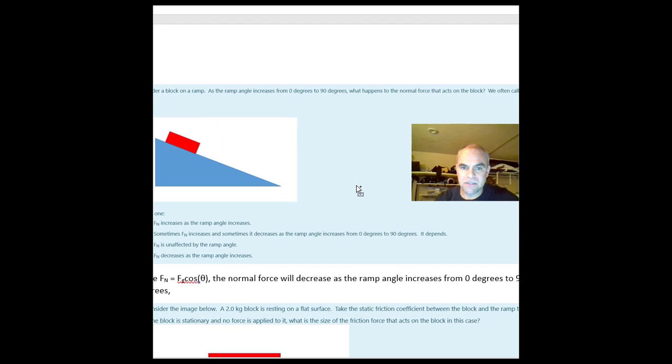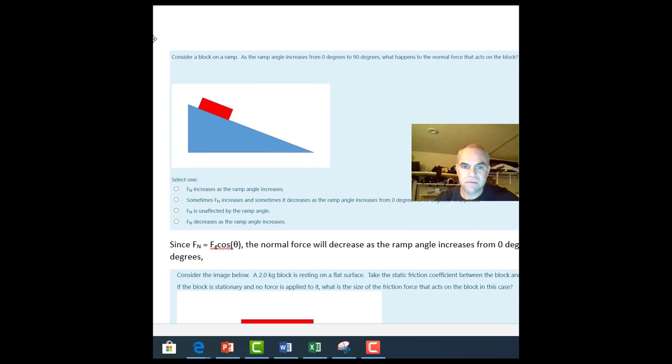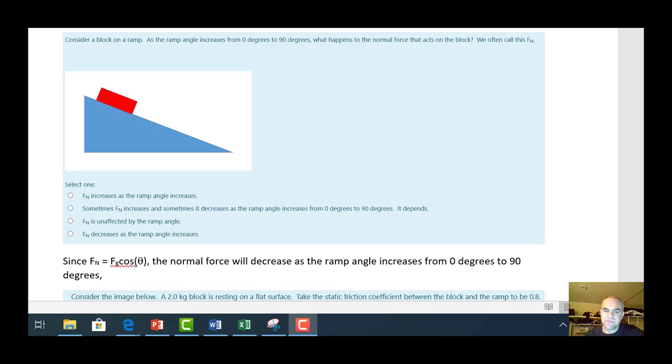Okay, this question here, consider a block on a ramp, and let me raise the size of this. So for this question, we ask what happens to the normal force as the ramp angle increases. And as the ramp angle increases, the ramp goes from this to that. The normal force, of course, is the force that the ramp exerts on the block. So if this is the block here, what's the force the ramp is exerting on the block? It's greatest when the ramp is flat. It's least when the ramp is vertical.